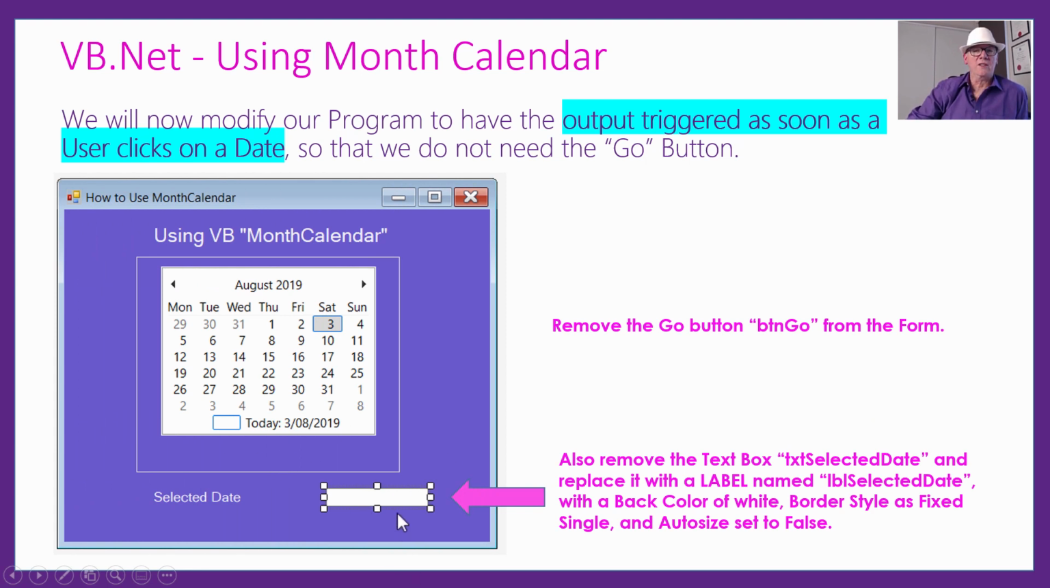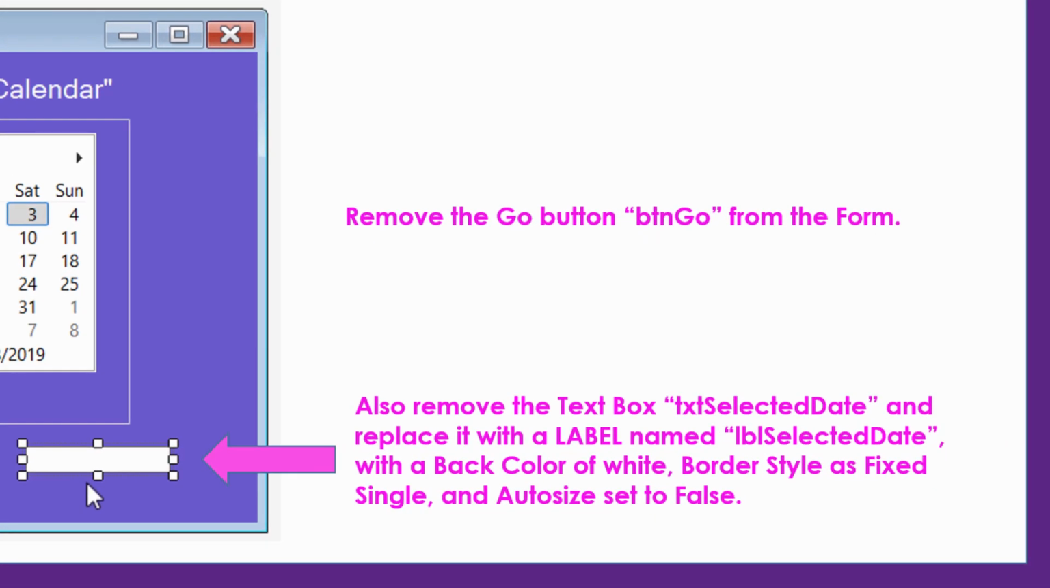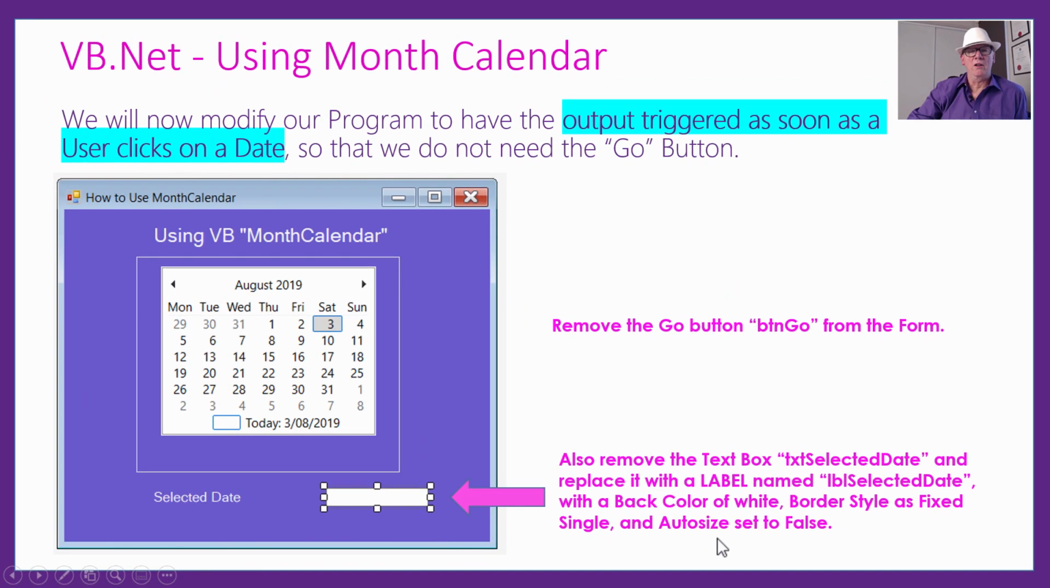And rather than use a text box where they could go in and type and modify the date, which we shouldn't have really done on that first version of the program, remove that text box and replace it with a label. We can make the label look exactly like a text box simply by making the BackColor white and using a BorderStyle of FixedSingle around the edge, and AutoSize set to False so that we can drag it out to whatever size we want it to appear on the form.